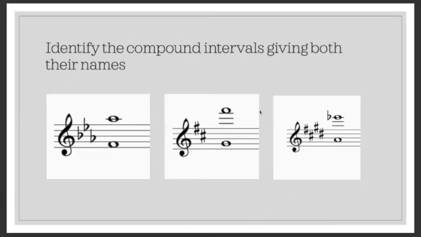Identify the compound intervals giving both their names. This is a great example of the role of key signatures. So the key signatures here will only affect the pitches of these notes. So this is B flat, E flat, and A flat, which tells me that this note is an A flat. Other than that, I can pretty much ignore this here and work out my interval as usual. F to A flat. Well, let me bring that A flat down by an octave. I can see it's a third, okay.